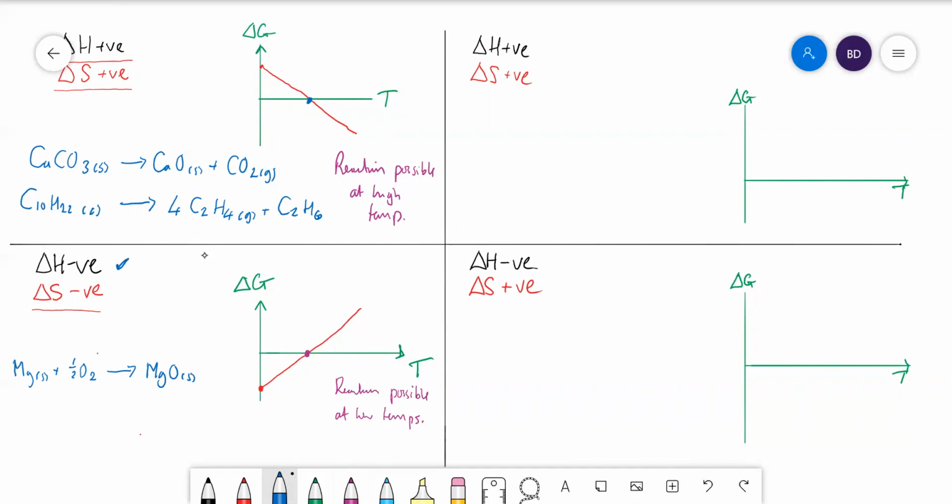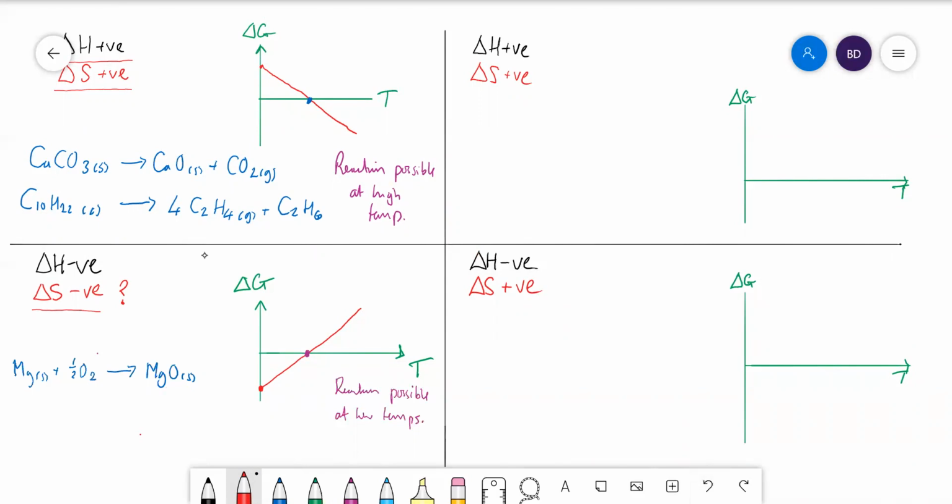Well, we know it's exothermic because when you burn a piece of magnesium ribbon, it's very, very exothermic: a bright white light, very hot and all that. Why is delta S negative? Well, the entropy goes down because you started off with oxygen, which is a gas, and you're forming magnesium oxide, which is a very highly ordered ionic solid. So entropy goes down, and that's what's going to happen there.